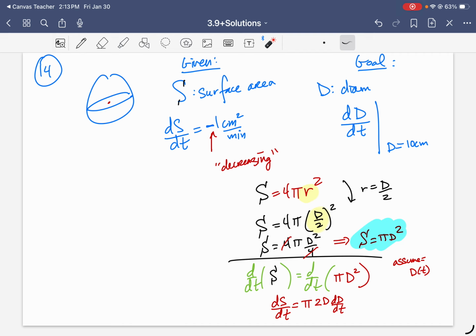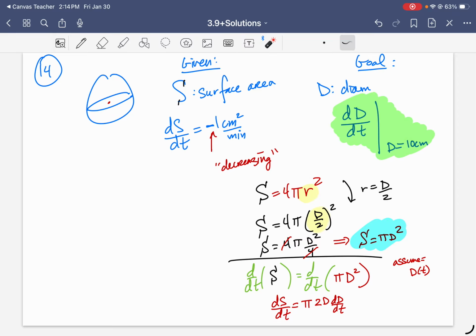For 14, I read that one: a snowball is melting so that the surface area decreases at a rate of 1 centimeter squared every minute. So dS/dt is -1 centimeter squared per minute. What they want to know is to find the rate at which the diameter is decreasing when the diameter is 10 centimeters. Well, diameter change would be this. When it's 10 centimeters would be written like that. So find this evaluated at 10 centimeters.